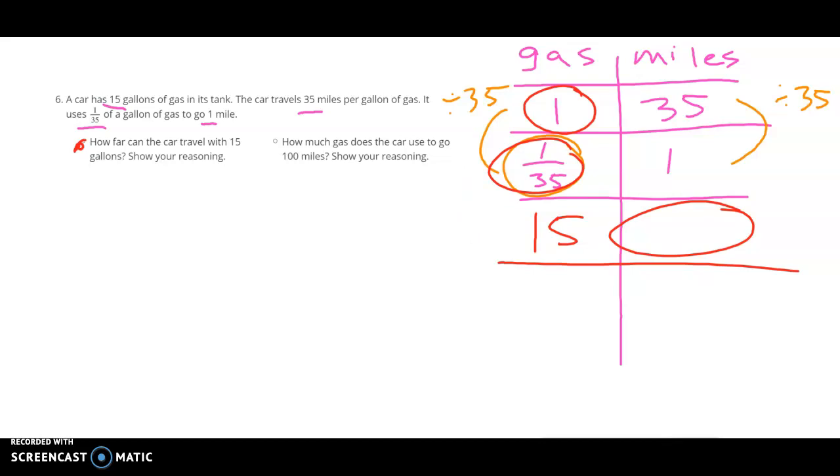I'm all about challenging math, but not if it's not necessary. But I do know that 1 times 15 equals 15. If a car can go 35 miles per gallon, and we have 15 gallons, we're multiplying by 15. So we're multiplying both of these by 15. 1 times 15 is 15. 35 times 15.